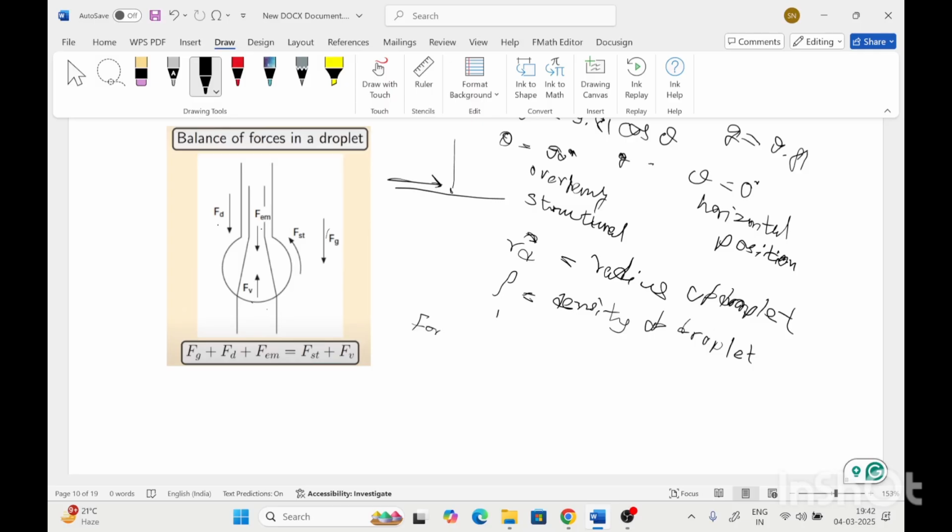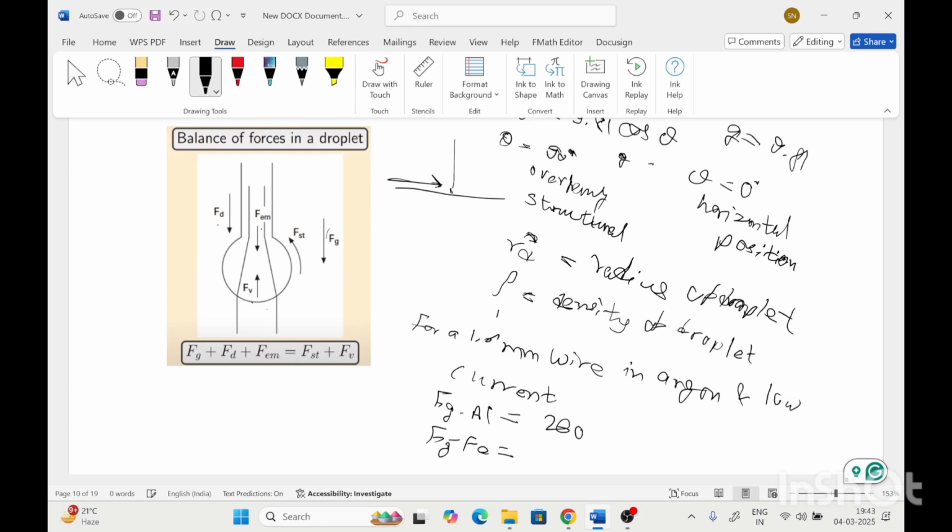So for a 1.6 mm wire in argon atmosphere and low current, the Fg for aluminium metal is 260 and the Fg for iron is 600 into 10⁻⁵ Newton.